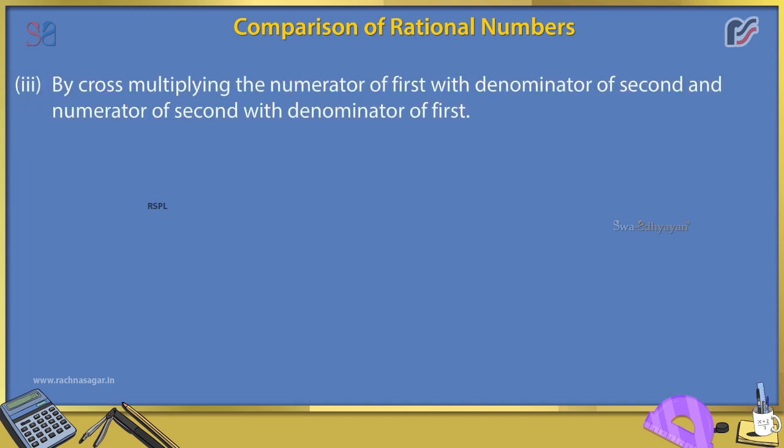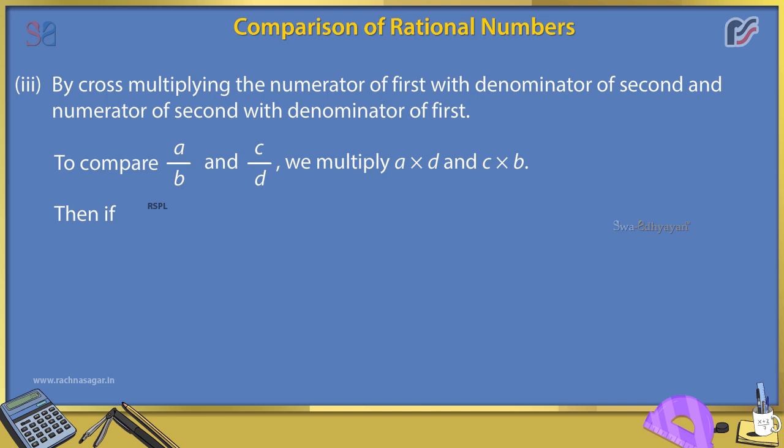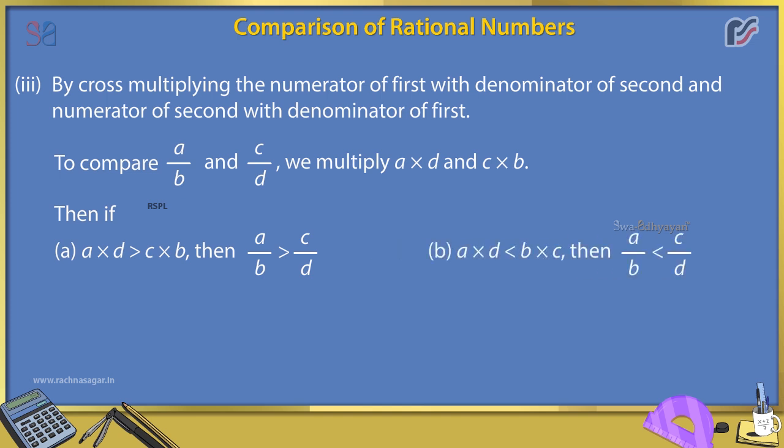Method 3: By cross-multiplying the numerator of the first with the denominator of the second, and the numerator of the second with the denominator of the first. To compare A by B and C by D, we multiply A into D and C into B. Then, if A into D is greater than C into B, then A by B is greater than C by D. If A multiplied by D is less than B multiplied by C, then A by B is less than C by D. If A into D is equal to B into C, then A by B is equal to C by D.